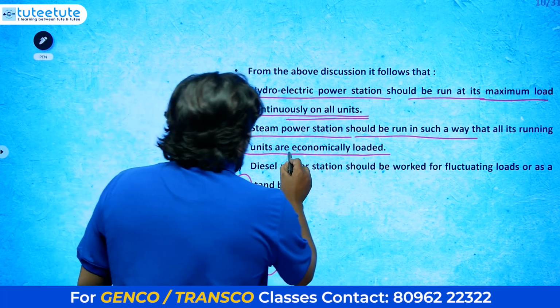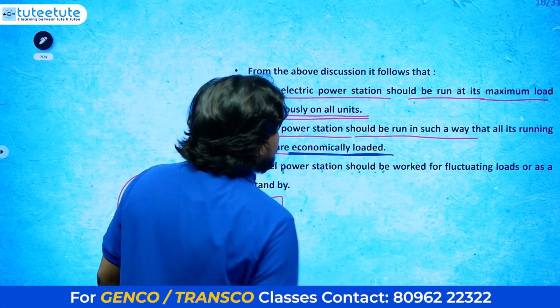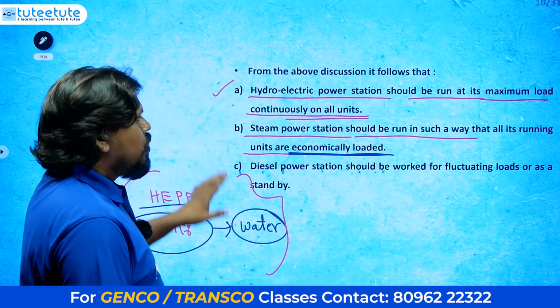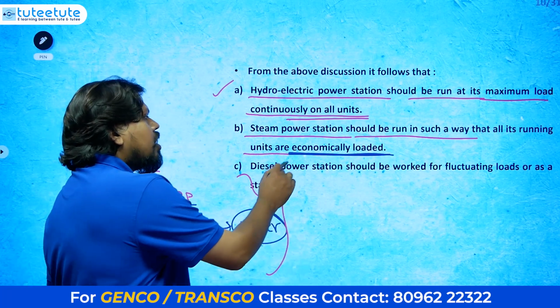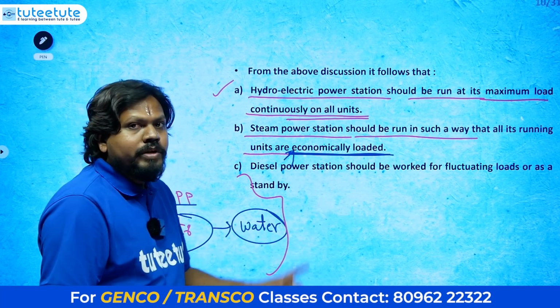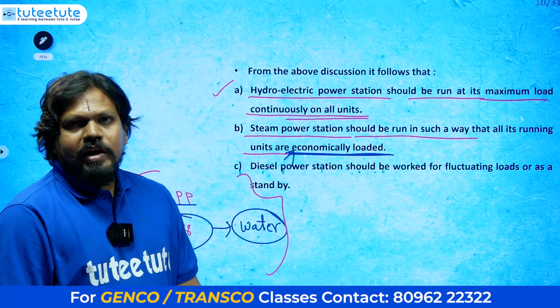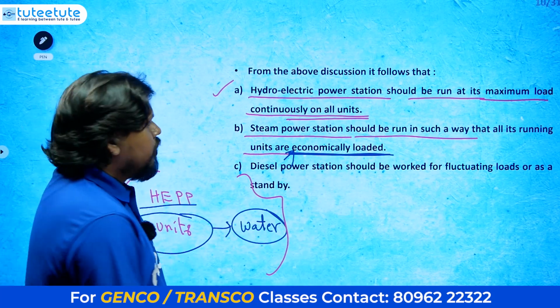And we have to do economical loading, so whatever load is suitable for us, we need to do accordingly. That means economic load dispatch will decide how much load this power plant has to take, so according to that we need to choose it.